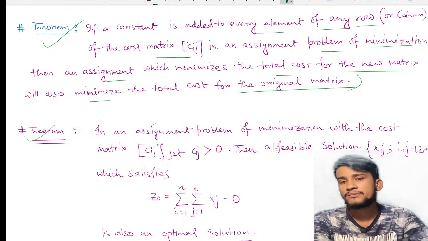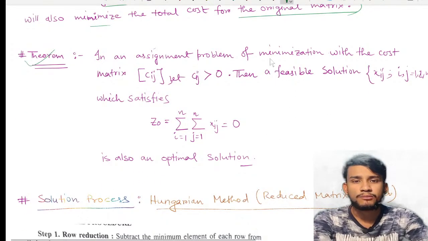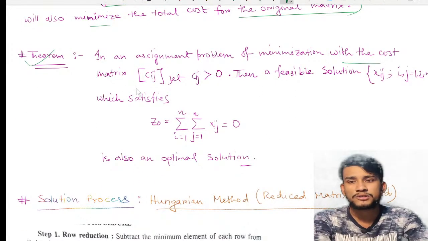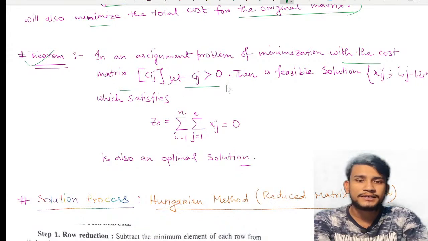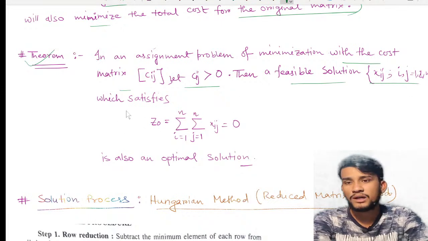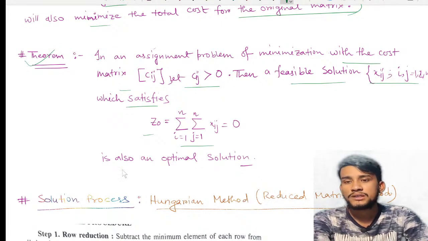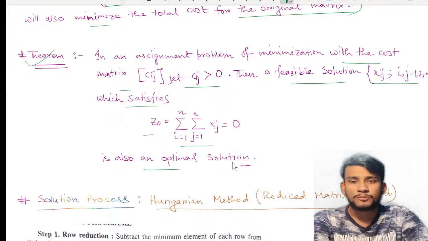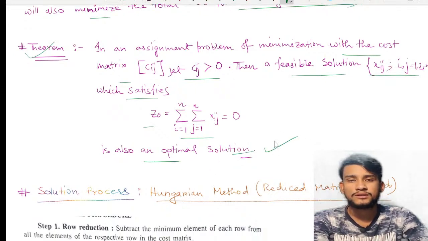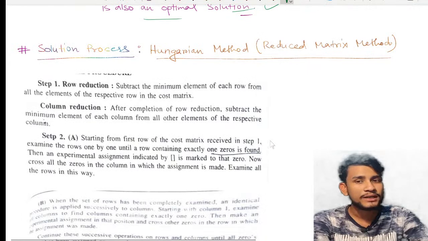And the second theorem says that in an assignment problem of minimization with the cost matrix Cij, let Cij be greater than or equal to 0. Then a feasible solution Xij, i, j equal to 1 to n, which satisfies z0 equal to summation i equal to 1 to n, summation j equal to 1 to n, Cij Xij equal to 0, is also an optimal solution. Okay, so these two are the important theorems related to the assignment problem.